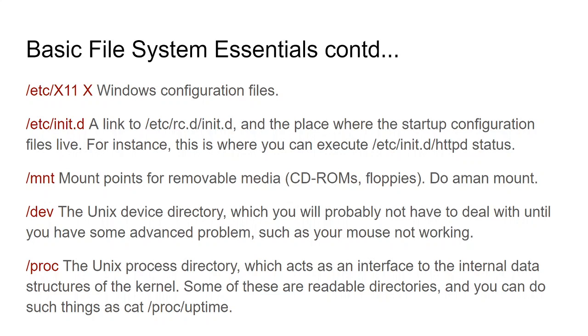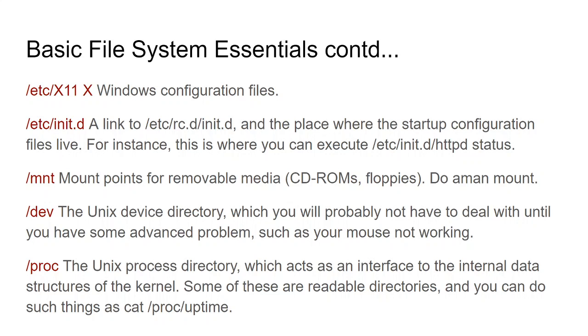Slash etc slash init.d is nothing but the place where the startup configuration files are there, and where you can execute the file whatever path it is present. Slash mnt is to mount, like CD-ROM or floppies, and to read the files. And slash dev is the device directory, that is you have some of the devices that have been attached and you want to see whether the devices are working or not.